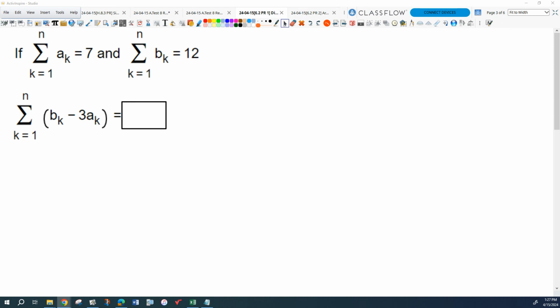If we know that the sum of a sub k, whatever that is, we don't even know what it is, it's just going to be some expression that involves k's, as k goes from 1 to n is 7, and the sum of b sub k, whatever it is, from 1 to n is 12, then what would the sum of the expression b sub k minus 3a sub k be? Anybody know?